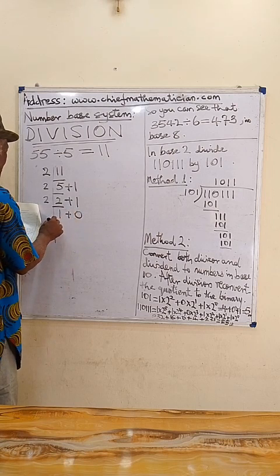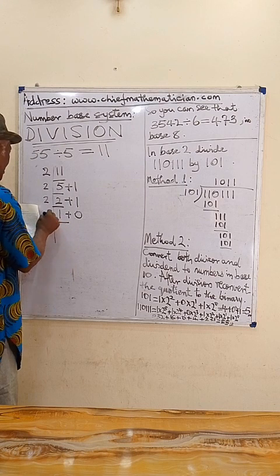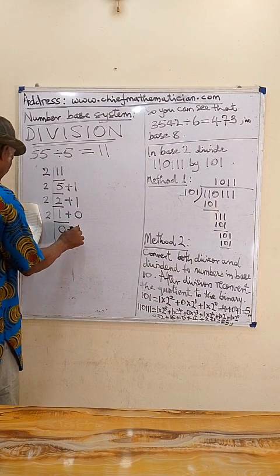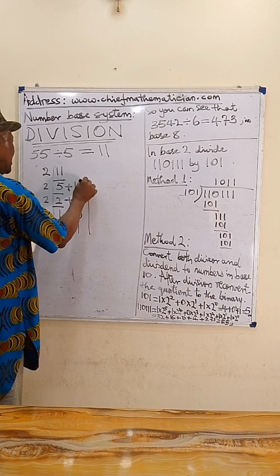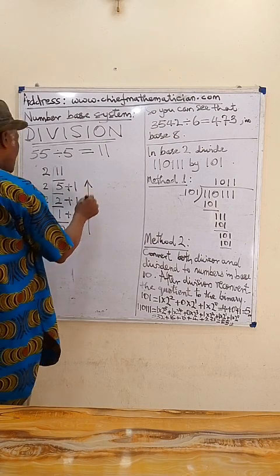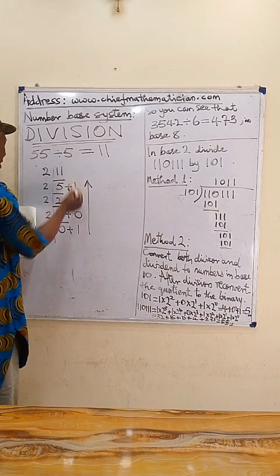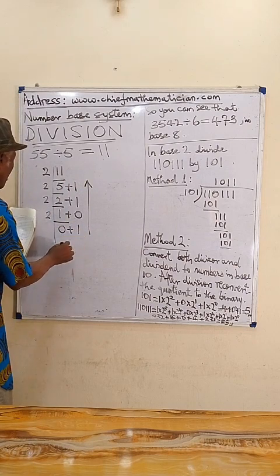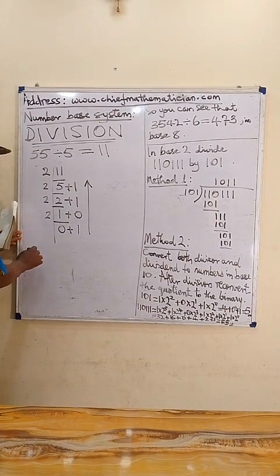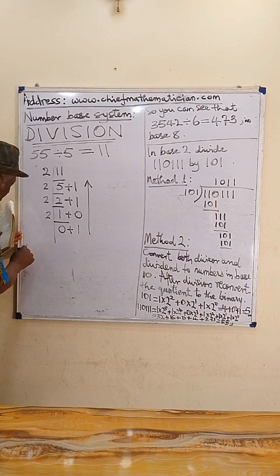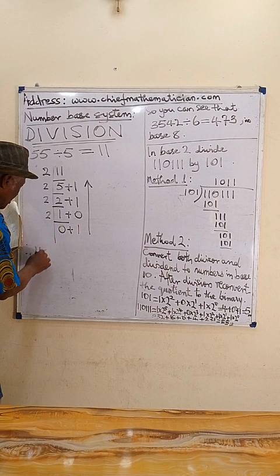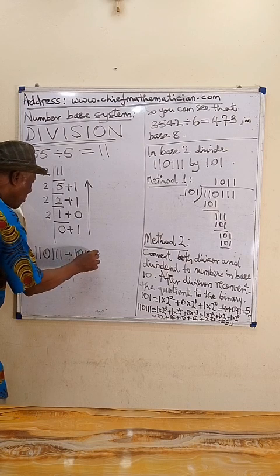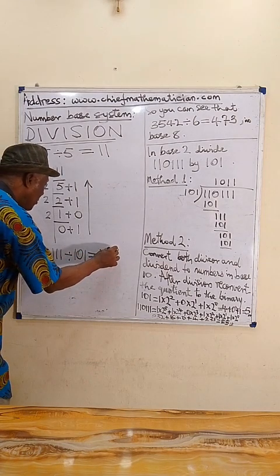Of course, 2 goes into 1 to give you 0 remainder 1. And when you arrange these remainders upwards, you get 1, 0, 1, 1. So therefore 110,111 divided by 101 is equal to 1011.